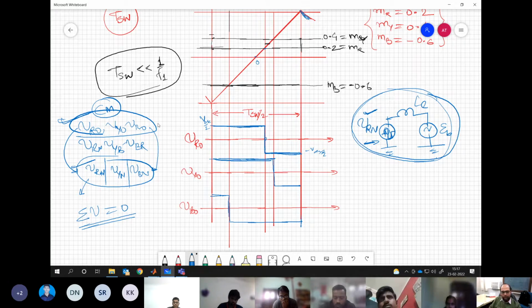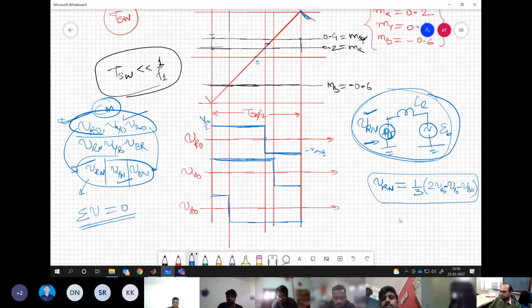However, in terms of fundamental, the analysis is the same for VRO and VRN. But see the difference: if you subtract the average value from this and do the analysis, it will be wrong, because there is some common mode sitting on all the voltages. You understand my point? So we need to compute VRN. Now, how to compute VRN from this? How to compute?